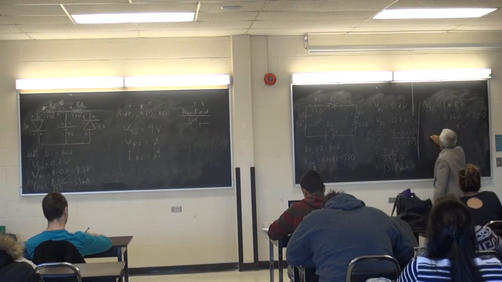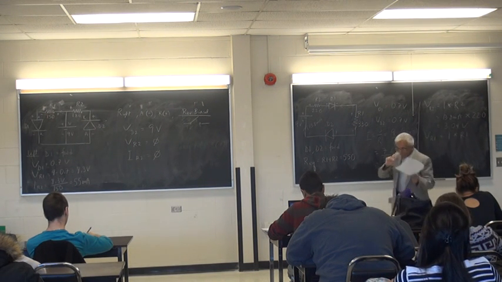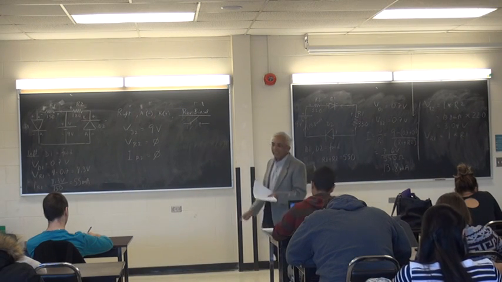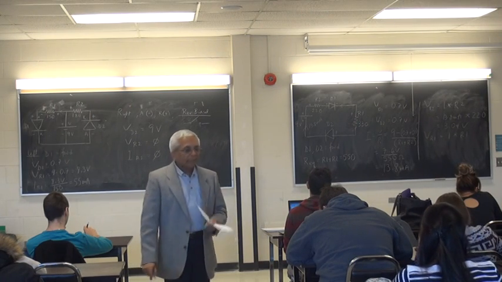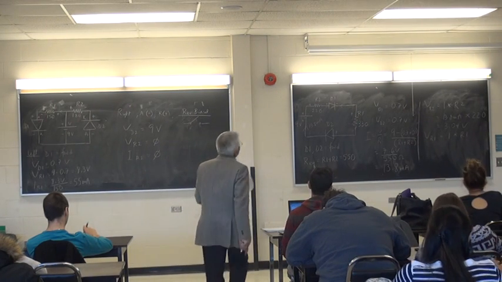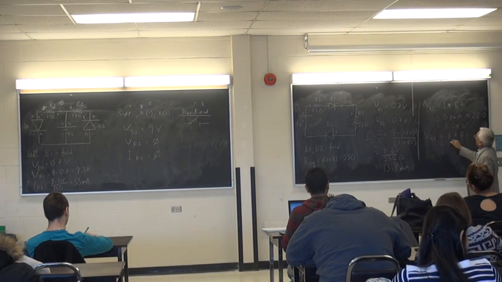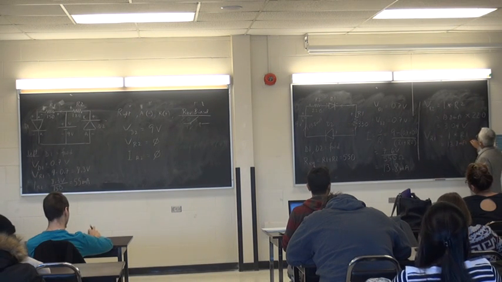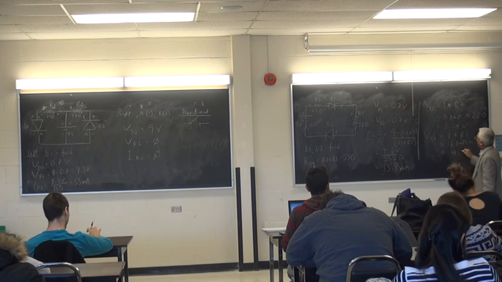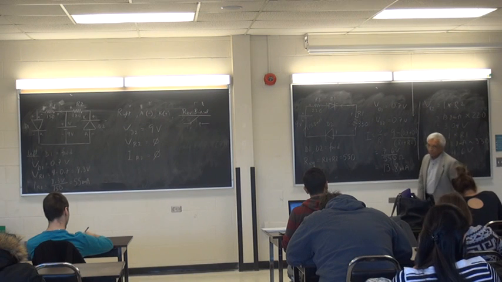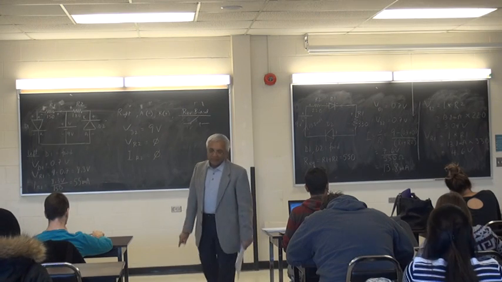VR1, I times R1. Do you see how you're using the principles that you learned in electricity 1 over and over and over? Series circuits, parallel circuits, Ohm's law, all those are used in our study of electronics. 13.8 times 330. 4.6 volts. So that's finding the resistance, the current.